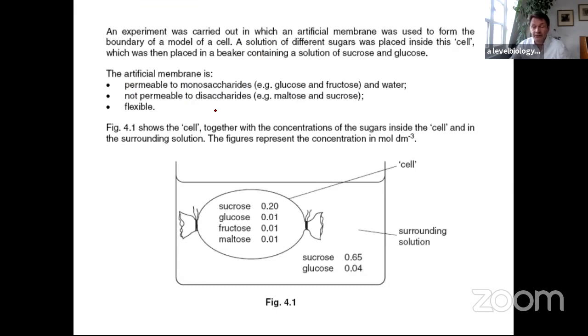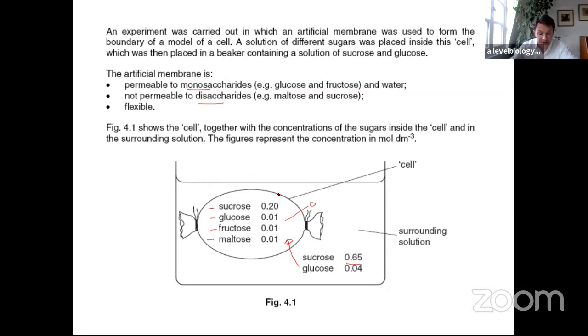This is another question about osmosis that's come up a few times. So they give you an artificial cell membrane, and into it they've put sucrose, glucose, fructose, and maltose. The membrane is permeable to monosaccharides, but not permeable to disaccharides. So in this situation, the glucose is going to diffuse in, and the fructose is going to diffuse out. The maltose is not going to diffuse anywhere because it's a disaccharide, and the sucrose can't diffuse across the membrane because it's a disaccharide.